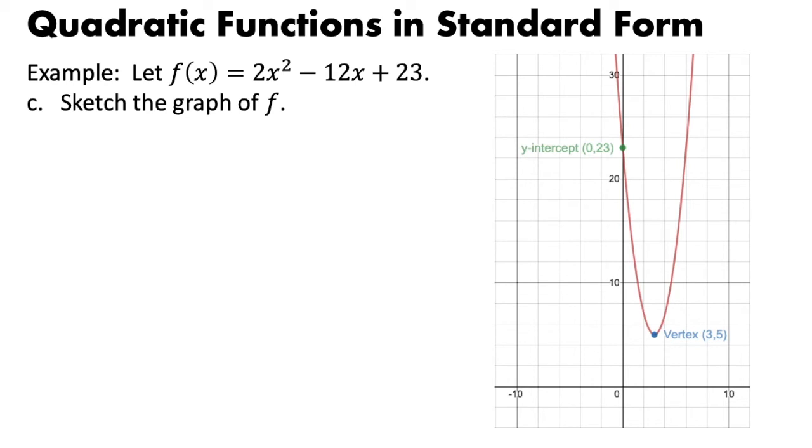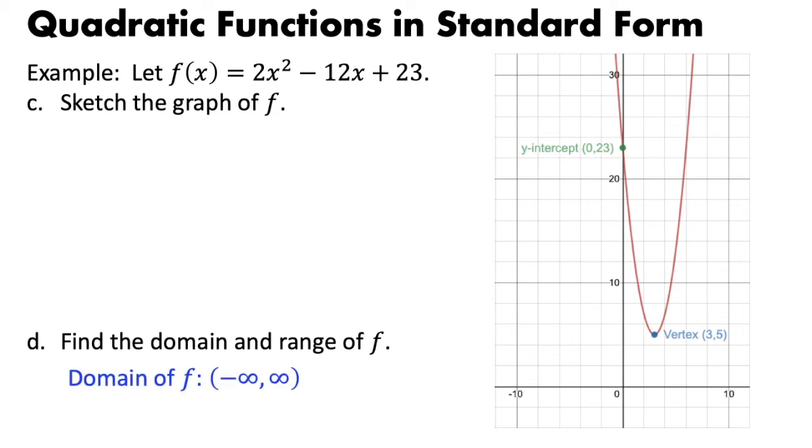Then we're asked to find the domain and range. The domain is all real numbers for all polynomials. So in this case, the domain is negative infinity to infinity. And the range is from the lowest point to infinity, and the lowest point in y value is 5, so it's from 5 to infinity.